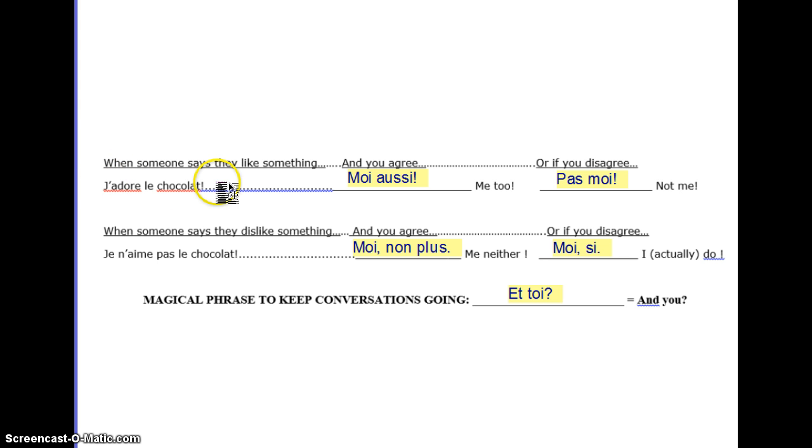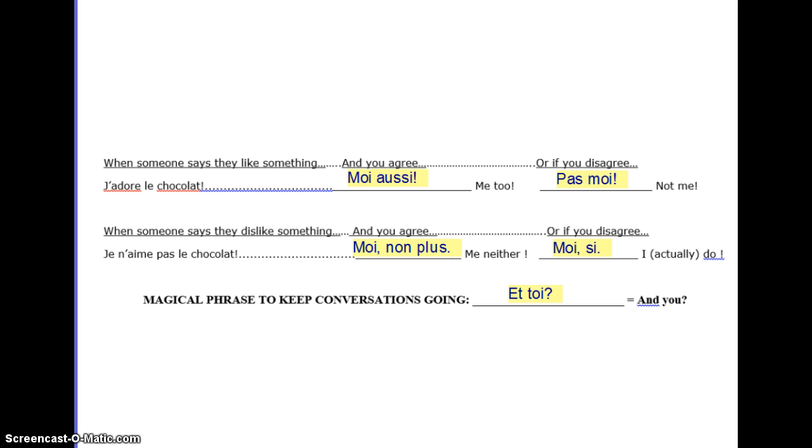When somebody says that they like something, switching it up a little bit here as far as the topic, for example, j'adore le chocolat. I love chocolate. If you agree with them, the phrase you'll want to use is right here, moi aussi, which means me too. Again, that phrase is moi aussi. If, however, they say that they love chocolate and you disagree with them, the way you would say, well, you might like it, but not me. Not me is very simple. You say pas moi. And it actually translates word for word, which is kind of nice.